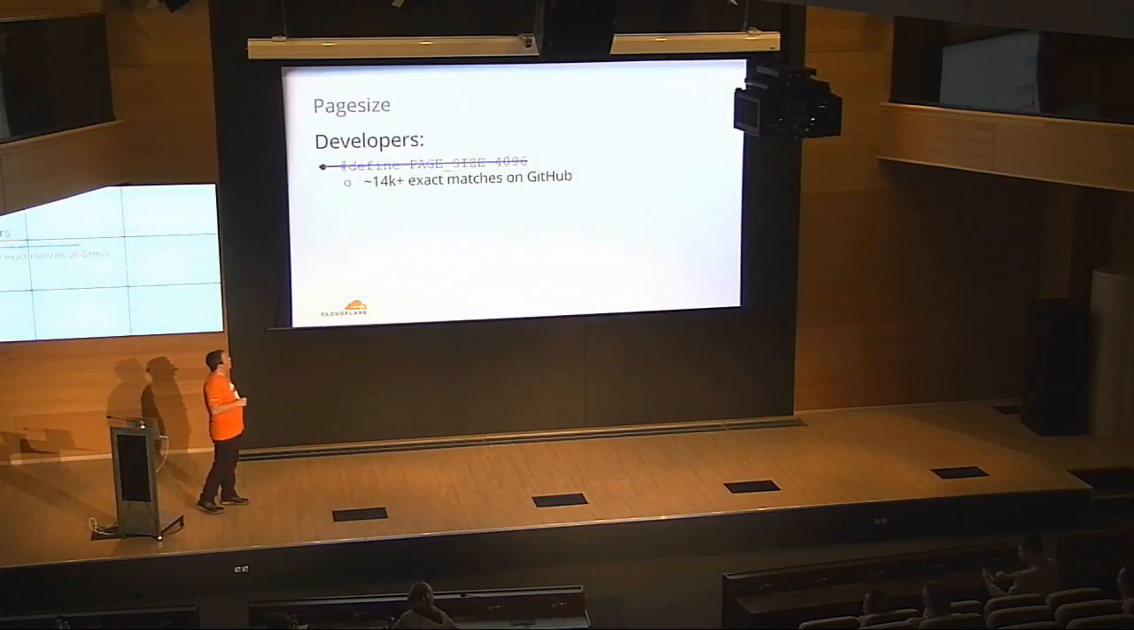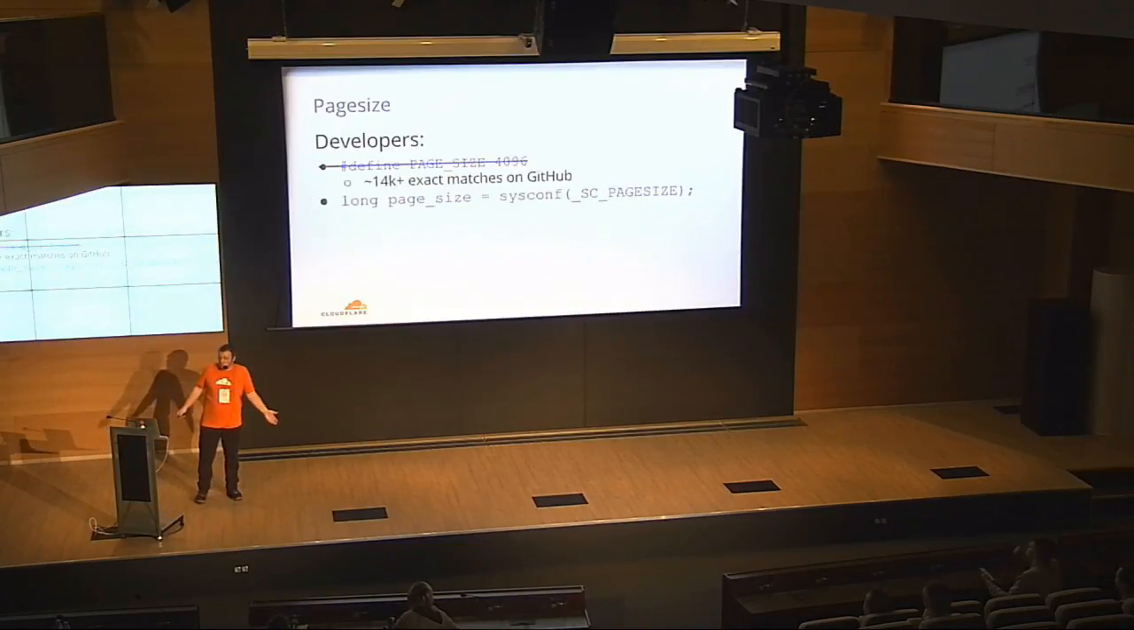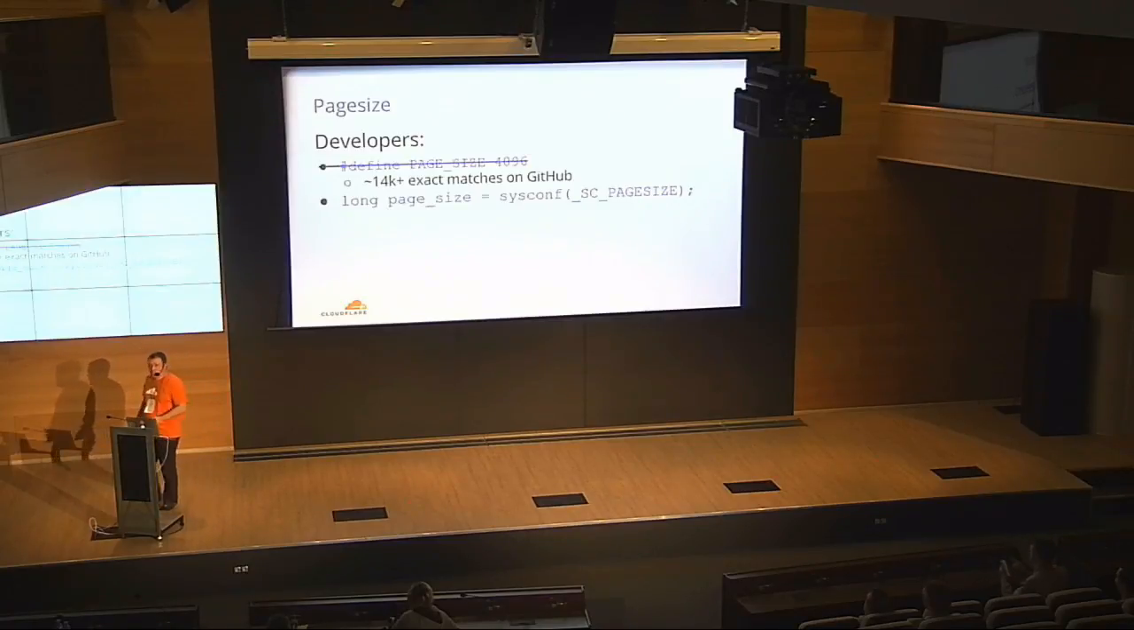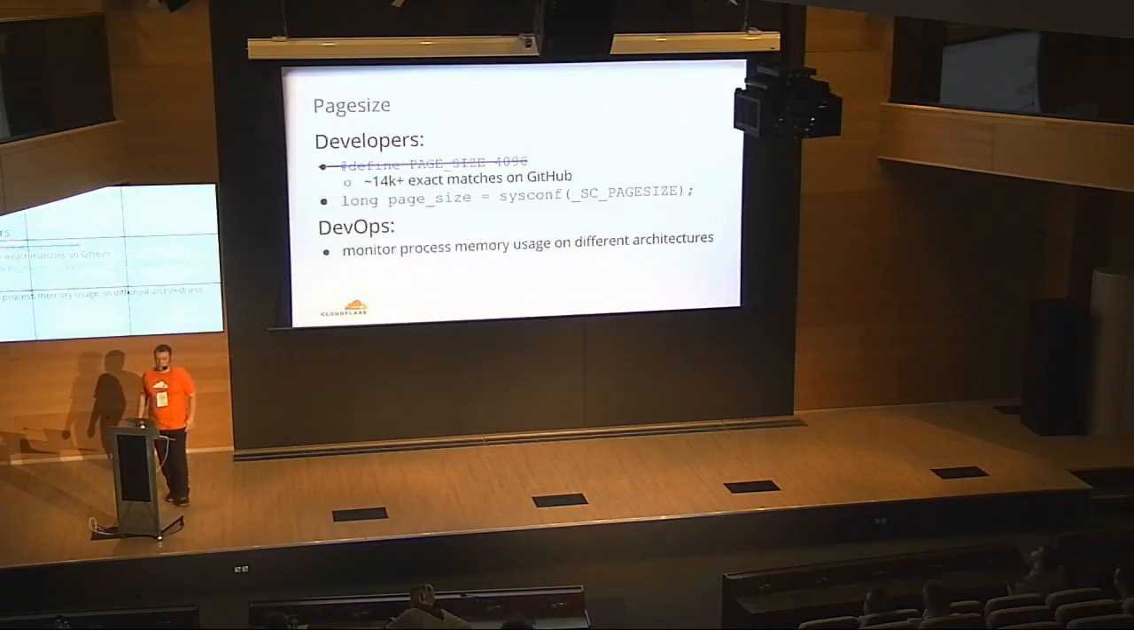Developers, don't do this. There are 14,000 exact matches on GitHub as of this talk, maybe even more, it grows. Instead, you can just ask your operating system what the current page size is at runtime and optimize around that. For DevOps, you should definitely monitor your process memory usage on a different architecture when you port your code.